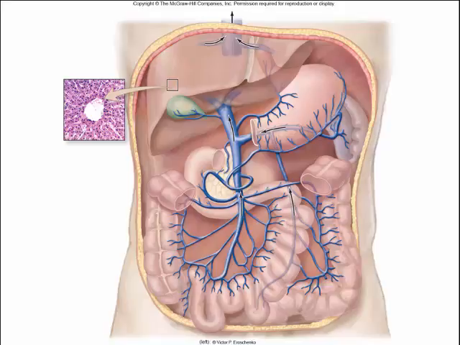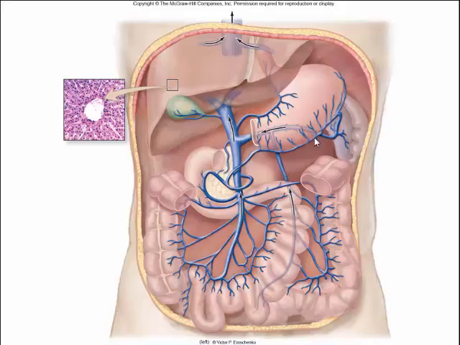Here we see the drainage of the hepatic portal circulation. The hepatic portal vein itself ends by branching into right and left branches of the hepatic portal veins. There's a branch off to the gallbladder. The hepatic portal vein is formed by the joining together of the superior mesenteric vein and the splenic vein. Notice that the inferior mesenteric vein in humans drains into the splenic vein.